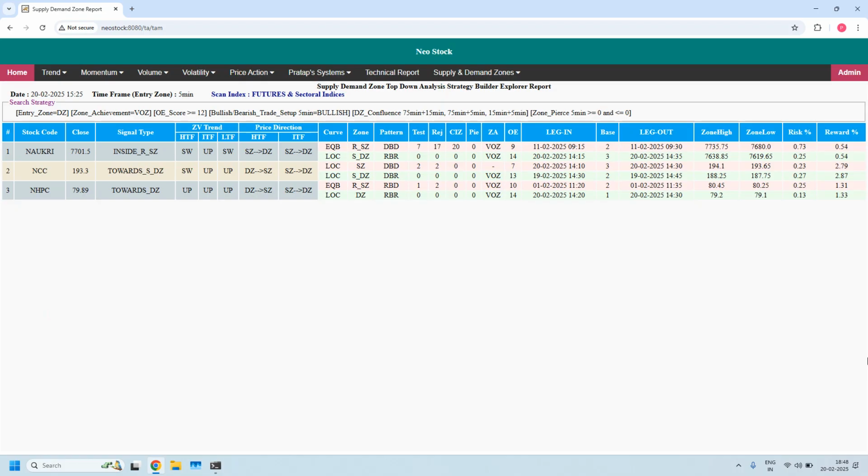That means in these 3 stocks, these 5 minutes demand zones are overlapped with the 15 minutes demand zone. Both together are again overlapped with the 75 minutes demand zone. And the 75 minutes trend is up in only one stock.